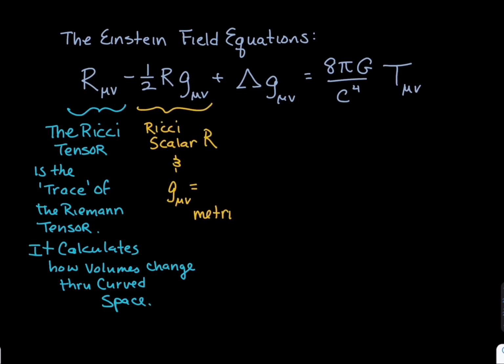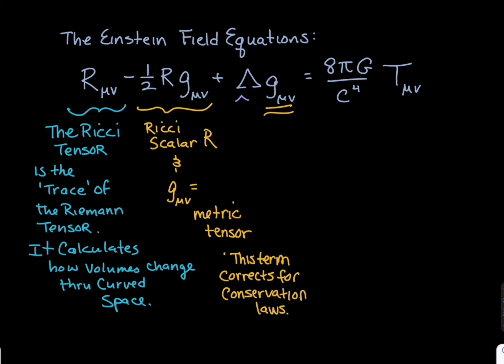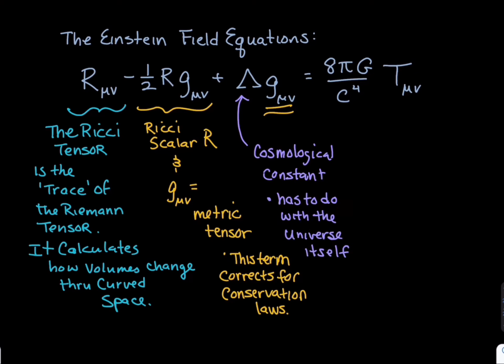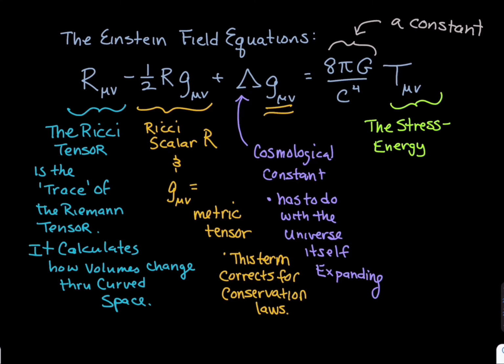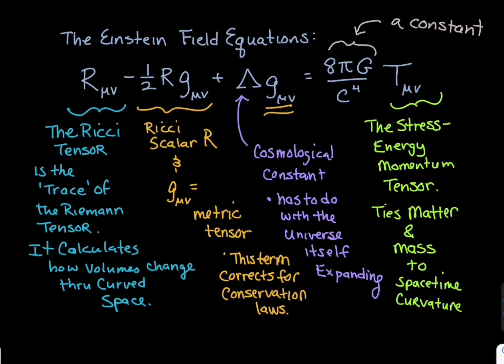Also, because of conservation laws in physics, there's a couple of correction terms, and you'll see the metric tensor being used here, g mu nu. Capital lambda is the cosmological constant, and it accounts for the fact that the universe itself is expanding. Space is expanding. On the right side of the Einstein field equations is the stress-energy-momentum tensor, and that connects matter or mass to why, the mechanism, what makes space stretch.